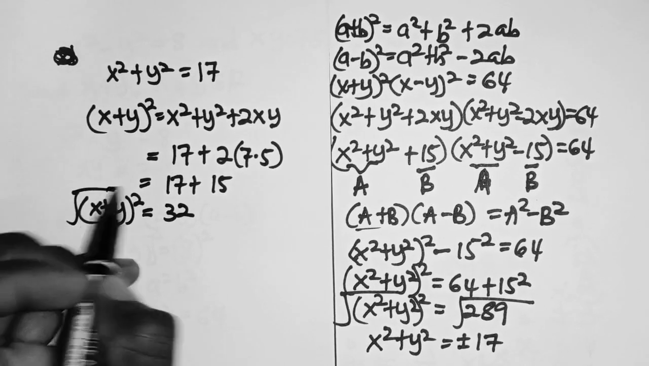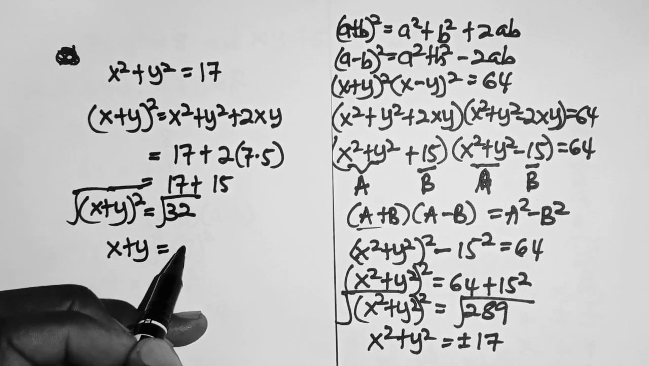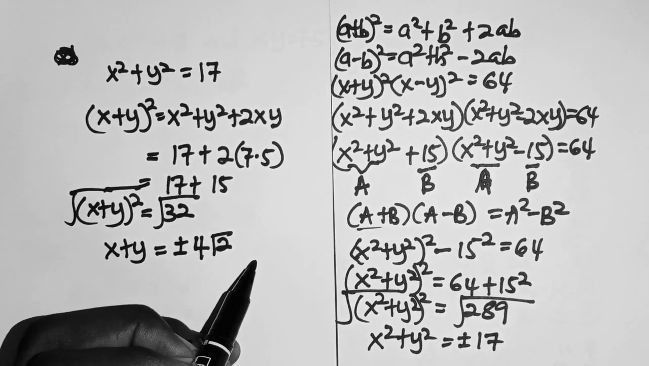So if we take square roots of both sides, we find out that x plus y is equal to the square root of 32, which is equal to plus or minus 4 root 2.